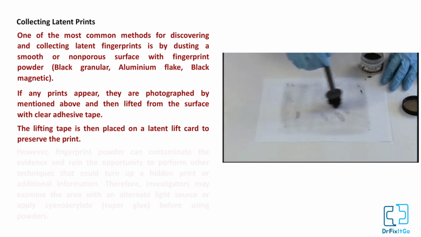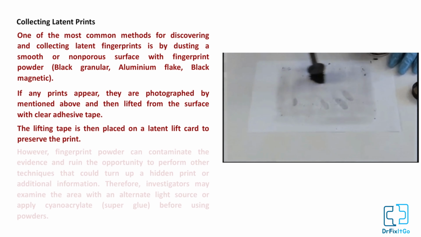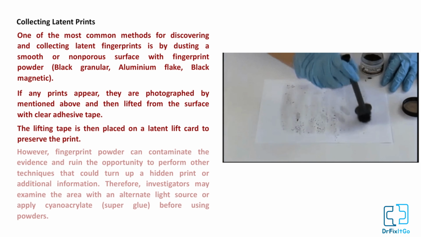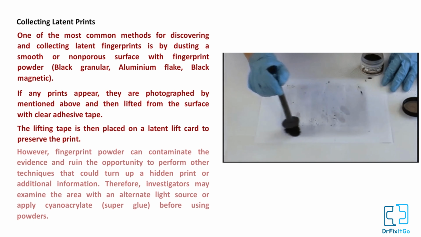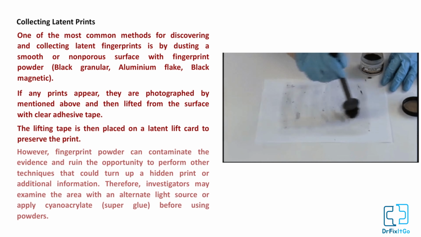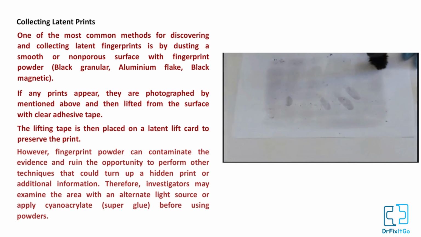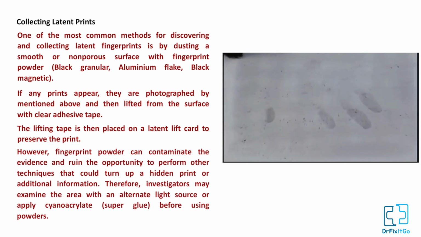However, fingerprint powders can contaminate the evidence and ruin the opportunity to perform other techniques that could turn up a hidden print or additional information. Therefore, investigators may examine the area with an alternate light source or apply cyanoacrylate superglue before using powders.